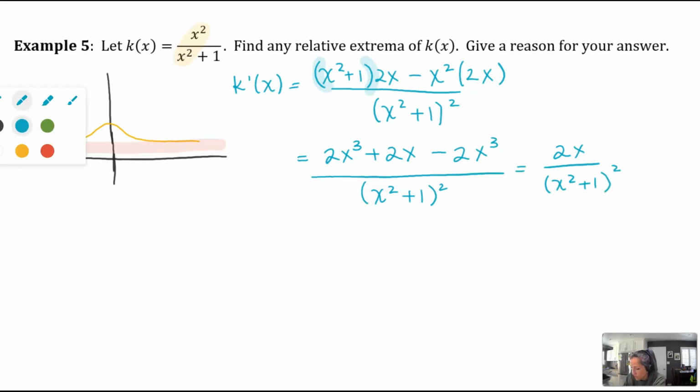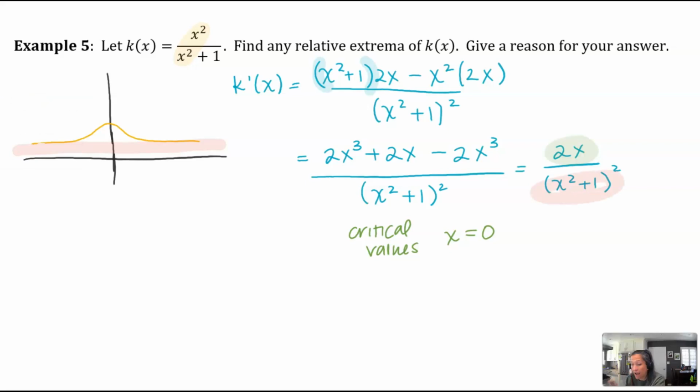Now, we know we're looking for critical values, which could happen when our numerator is equal to 0, which 2x is equal to 0 means that x is equal to 0, or if our denominator is equal to 0. But as we noted earlier, x squared plus 1 will never equal 0. If you take the time to set that up, you hopefully get here, and then recognize once you take that square root, nothing good is going to come of it. So that piece will never be 0. We only have a single critical value at x is equal to 0.